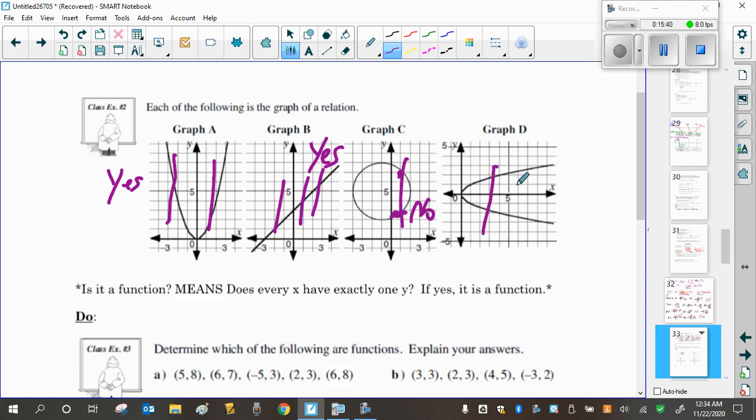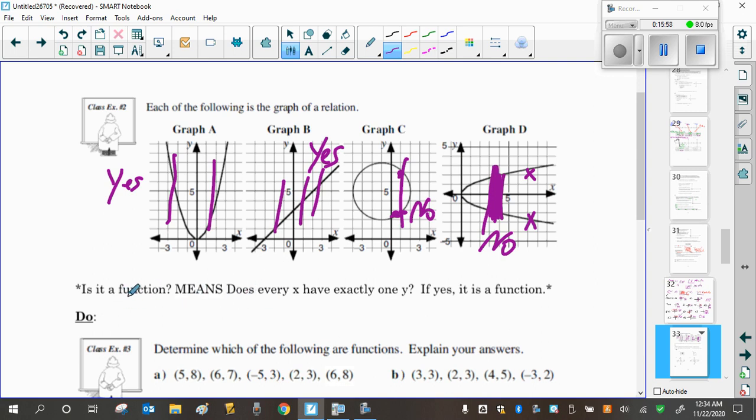Similarly, oh, somewhere in between there. No, you can hit the graph here and here with the vertical line, so it's not a function. Okay, so that's one type of is it a function question.